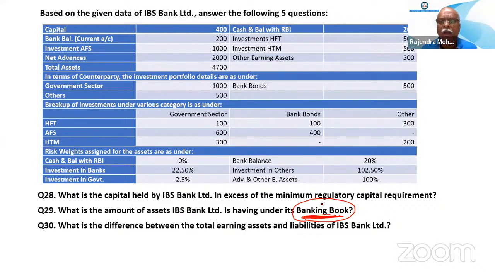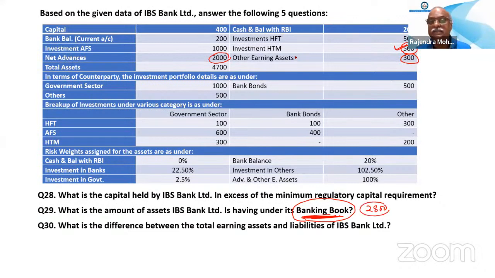How? In the table, HTM has to be taken. HTM is under banking book, not under trading book. Net advances are banking book. Other earning assets are banking book. So how much is the total? 2,800.